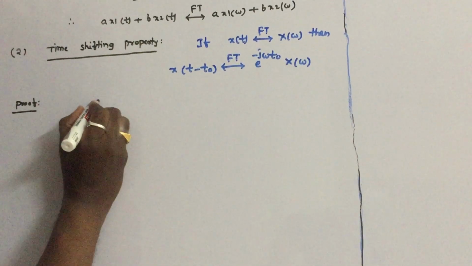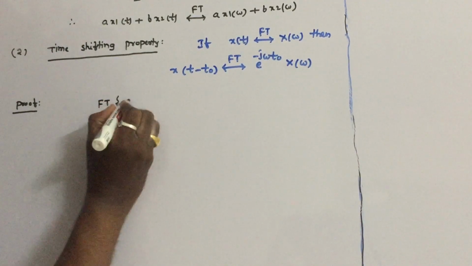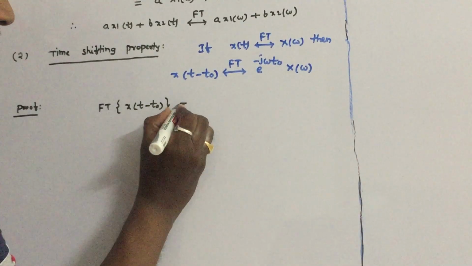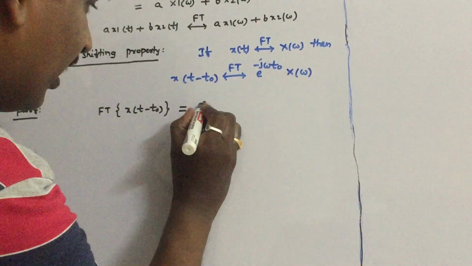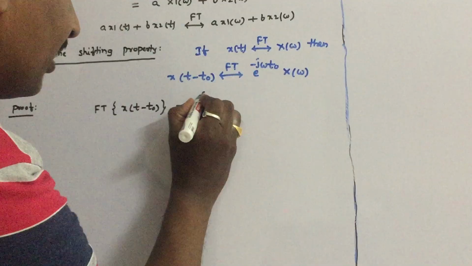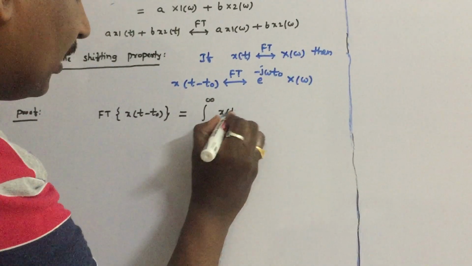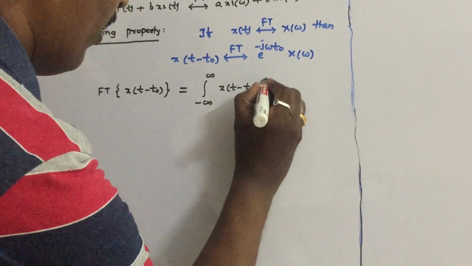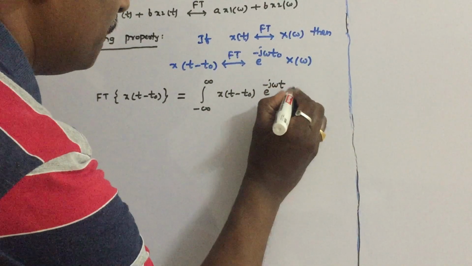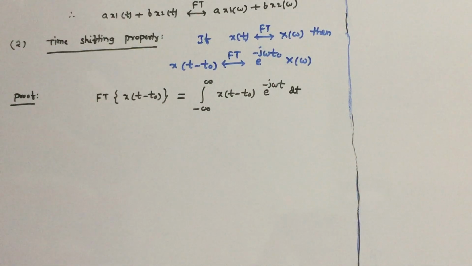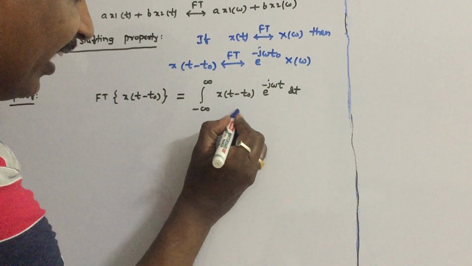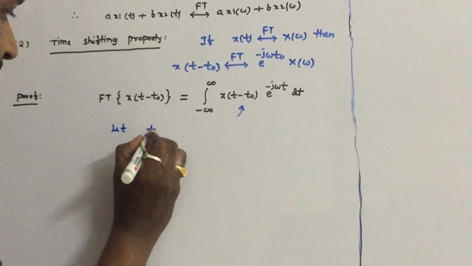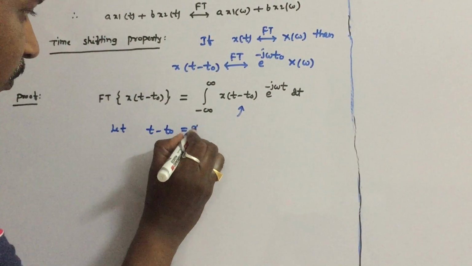Now, proof, very simple proof, just substituting in the definition. What we want to find out? We want to find out the Fourier transform of x of t minus t naught. So let us substitute in the definition. That is x of t minus t naught into e power minus j omega t dt. So let us substitute in this integral. Let t minus t naught is equal to tau.